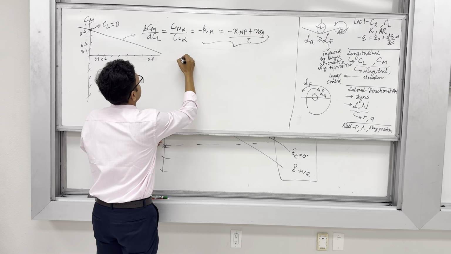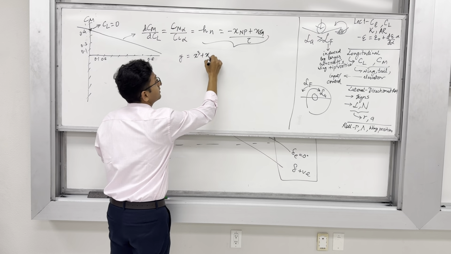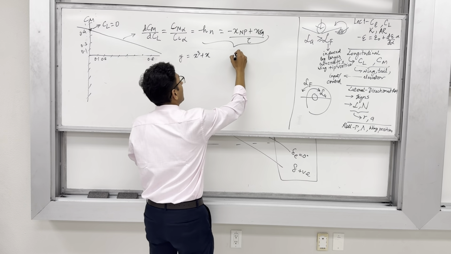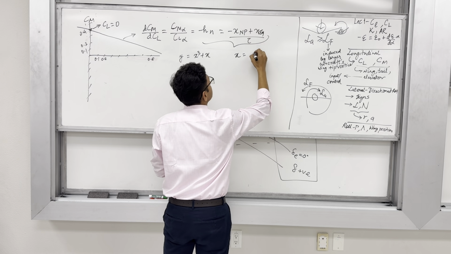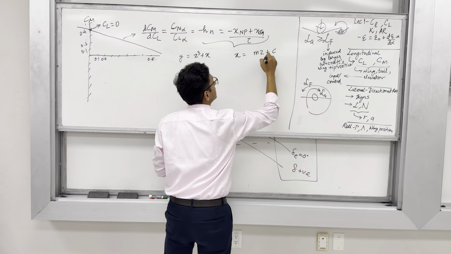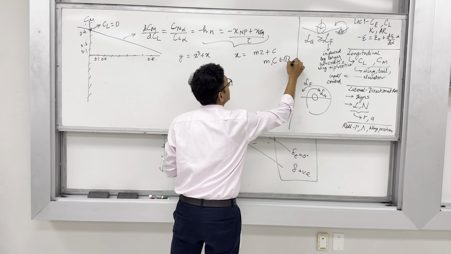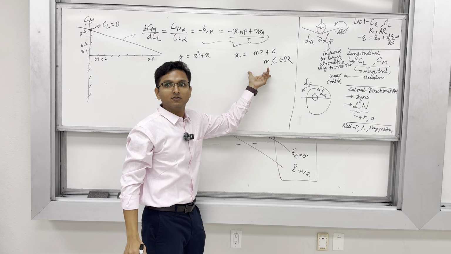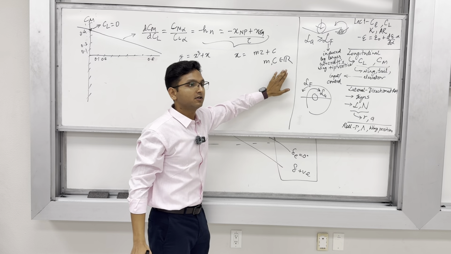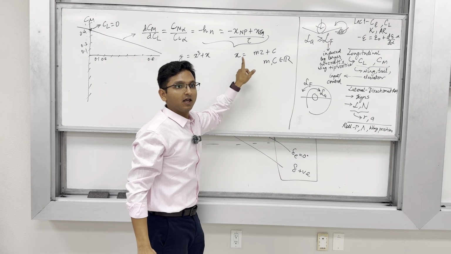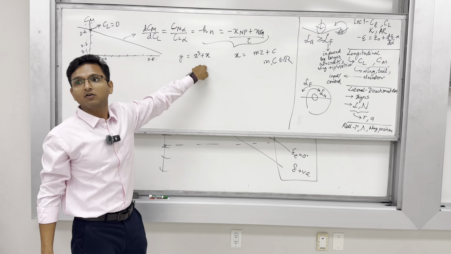I am telling you that I have a function y which is given as x cube plus x, okay? And then x is given as mz plus c, where m and c are constants. Is this new notation for you, or have you seen this before? You've seen it, right? They are constants, belong to real numbers, and z is a variable. x's value is dependent on z, and y's value is dependent on x.